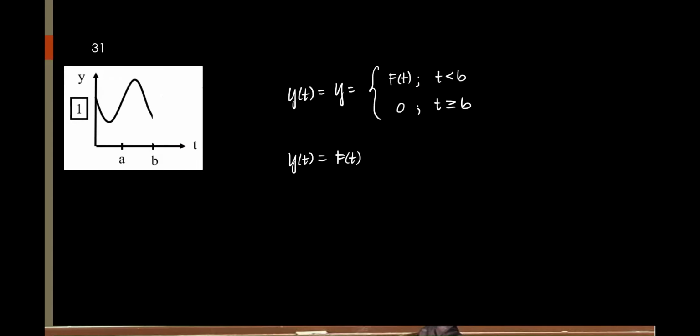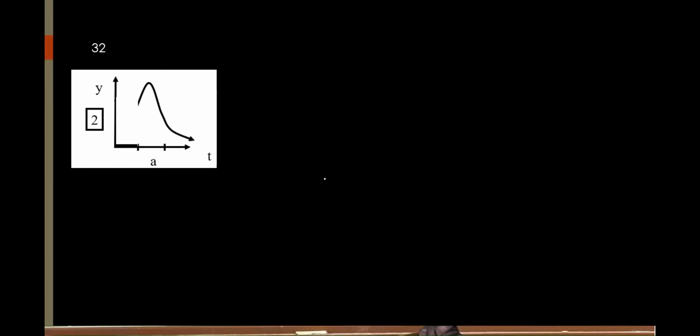There's f of t already. But then I will remove that graph. So I will subtract f of t alpha t minus b. So you will subtract the graph. Sige, let's go to number 2.